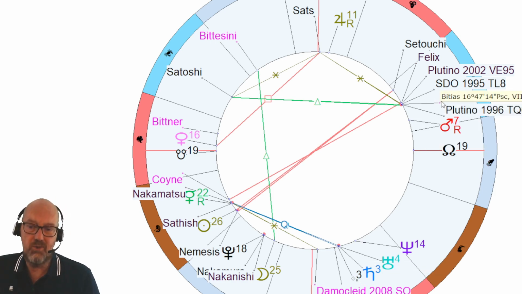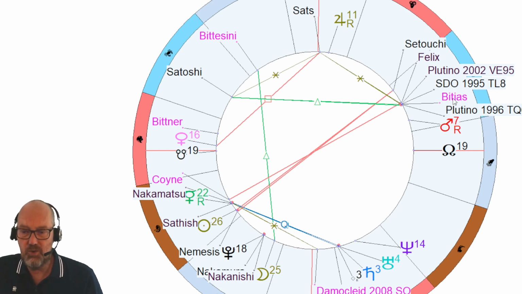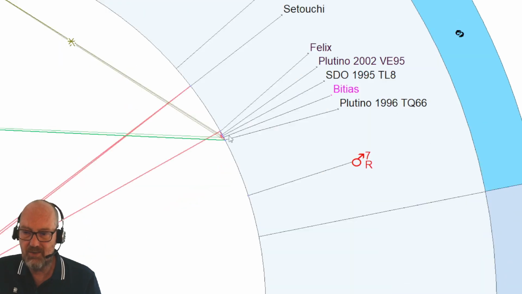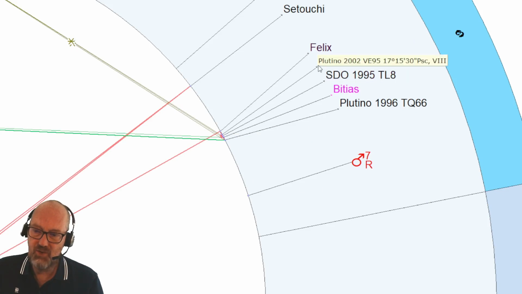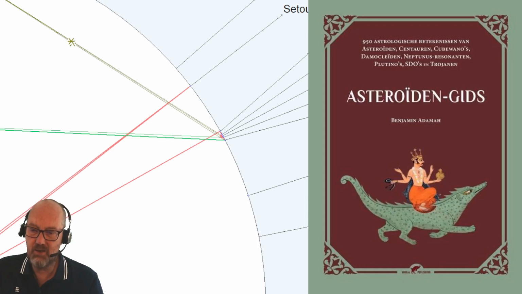Bitias was discovered, and the easiest way to immediately zoom in on, let's say, the fingerprint or the meaning of Bitias is to just look at the place of Bitias itself, and to zoom in on that spot and look at the asteroids that you find there. And once again, the catch here is nameless asteroids. So Benjamin Adema is again a great big help here. Without his work, I would not be able to do this at all. So big thank you to Benjamin Adema.